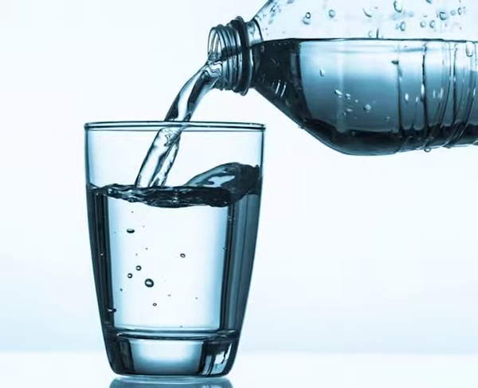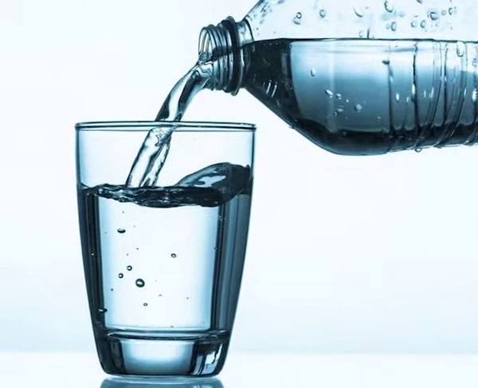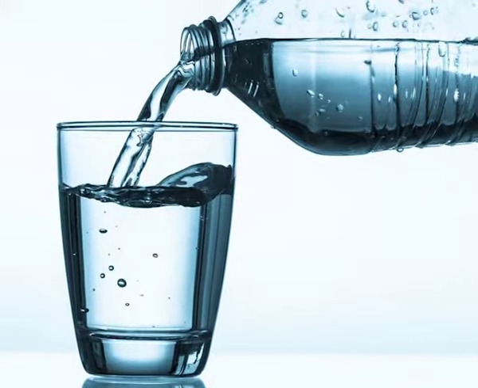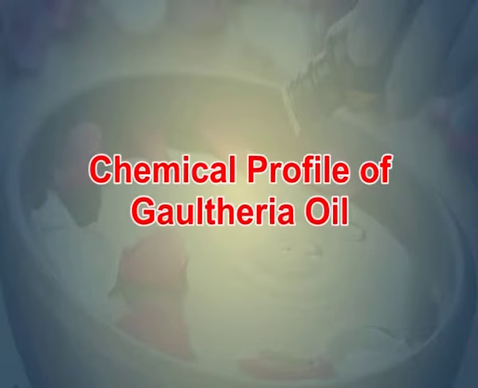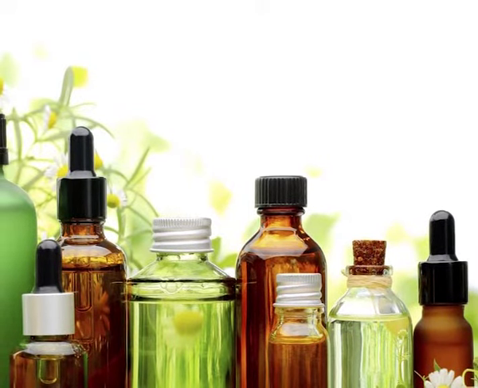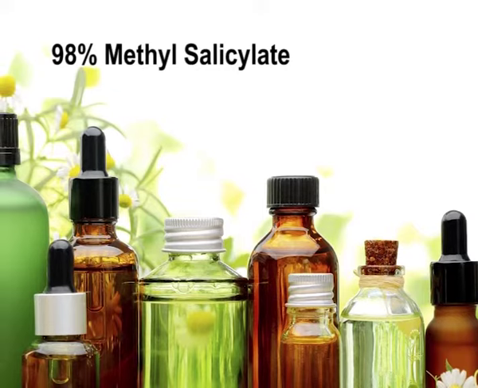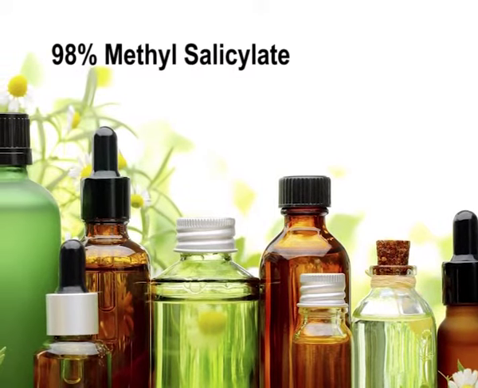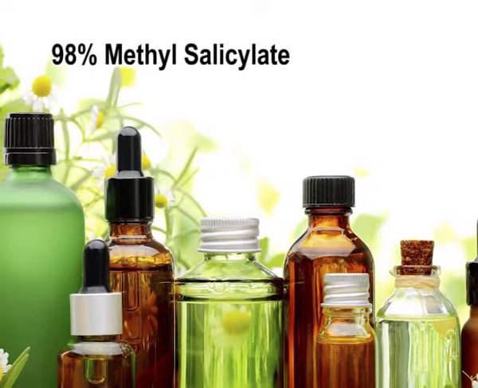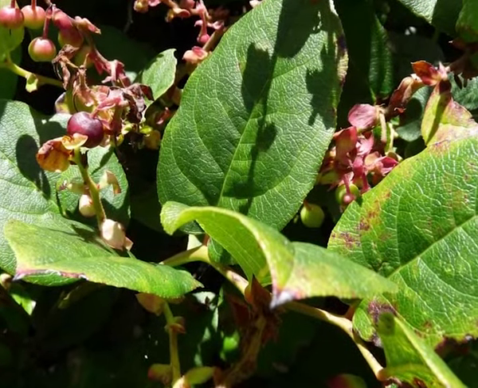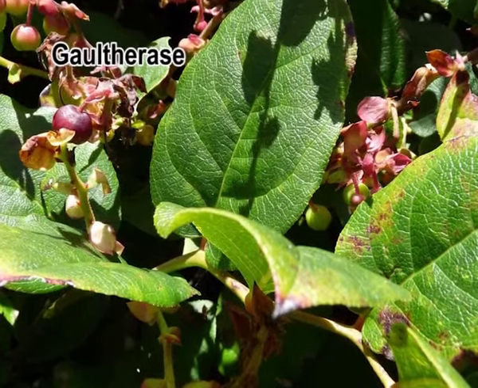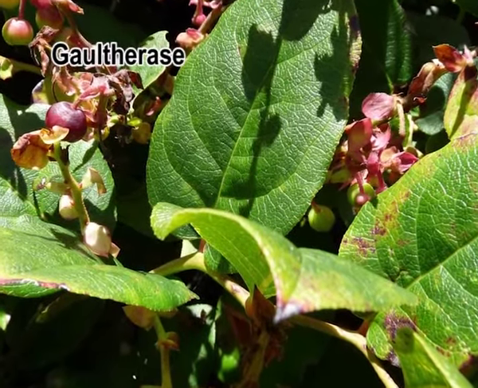As far as the solubility is concerned, Gaultheria oil is slightly soluble in water, but it is soluble in 6 parts of alcohol. Chemical profile of Gaultheria oil. Gaultheria oil contains more than 98% of methyl salicylate, formed by the hydrolysis of a glycoside, that is Gaultherin, in presence of water by the naturally occurring enzyme Gaultherase, which is present in the leaves of the plant.